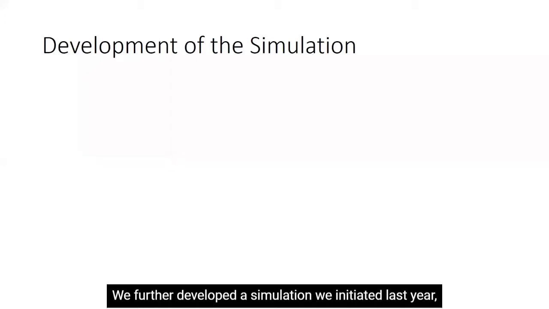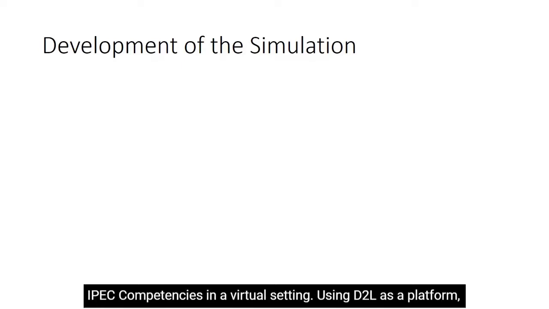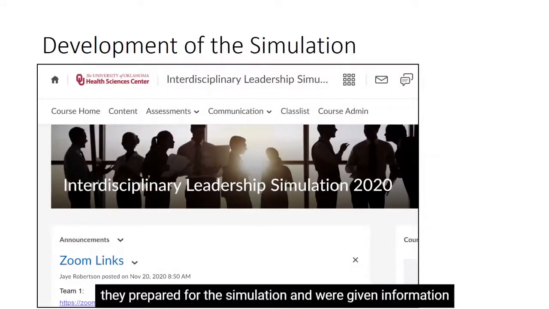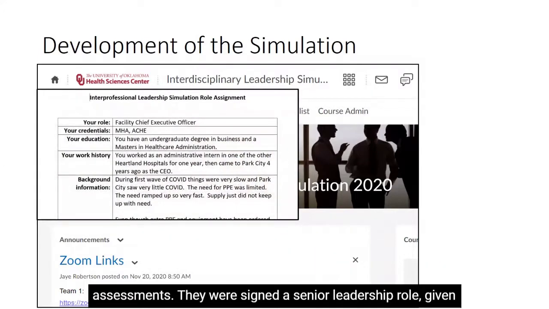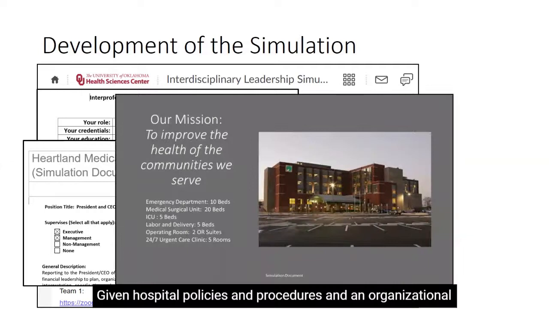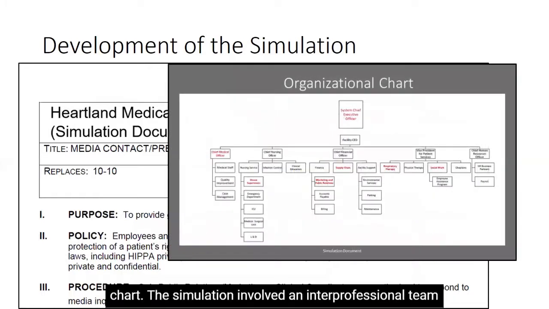We further developed a simulation we initiated last year, the Interprofessional Leadership Simulation for graduate nursing, social work, and public health students. Students were able to practice leadership skills, including IPEC competencies, in a virtual setting. Using D2L as a platform, they prepared for the simulation and were given information to review and were asked to complete baseline competency assessments. They were assigned a senior leadership role, given a position description, given background information about the hospital, given hospital policies and procedures, and an organizational chart.